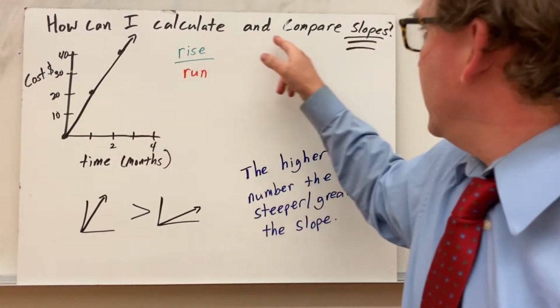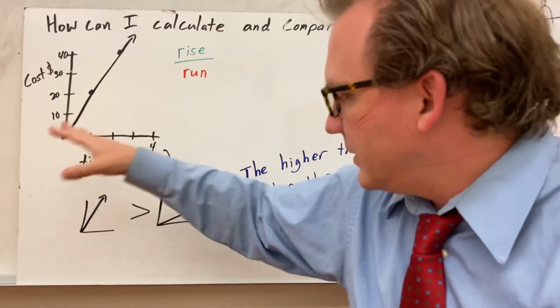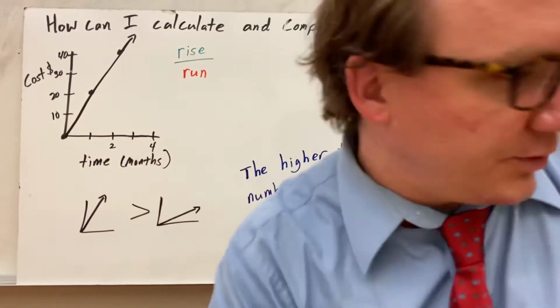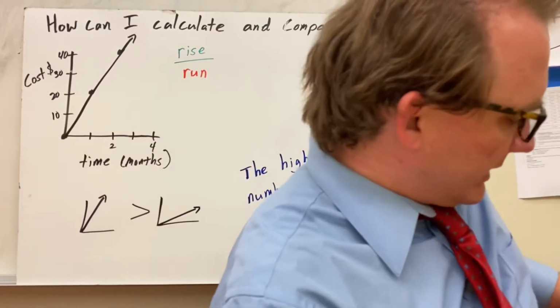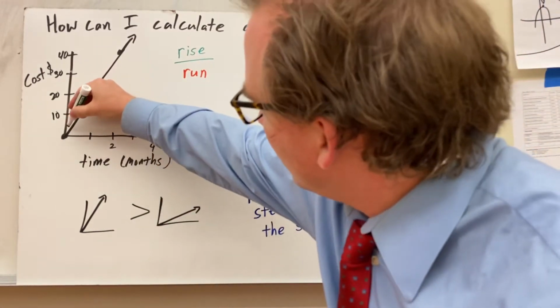How can I calculate and compare slopes? So when you're looking at a graph, the slope is really your rise over your run. And how do you calculate that? Well, rise is how far up, or your change in y value.